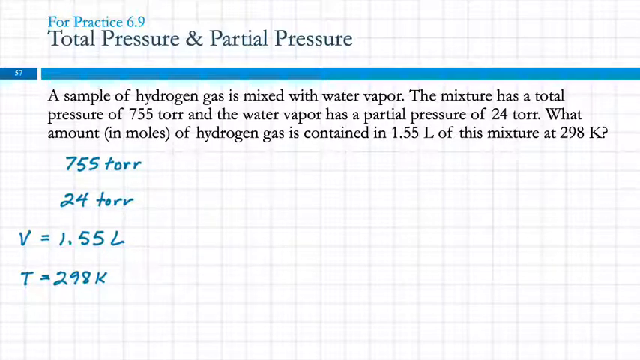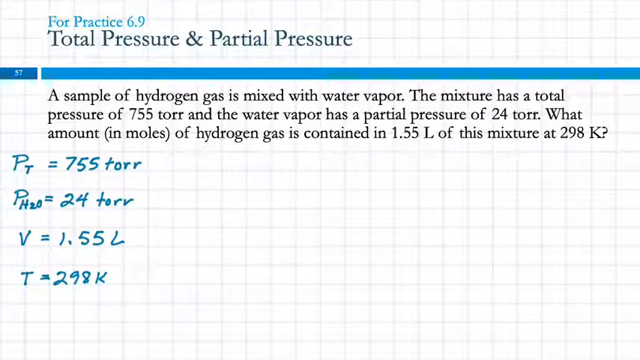Now, these other two things are both pressures, and it says pressure for both of them. So this is a pressure, and this is a pressure, but they're different pressures, right? So the first one is the total pressure. So I'm going to call that P sub T for total. And then this is a partial pressure for water. So I'm going to call that pH2O, the partial pressure of water.